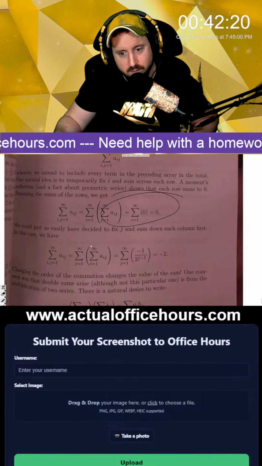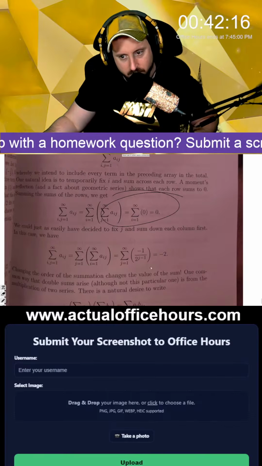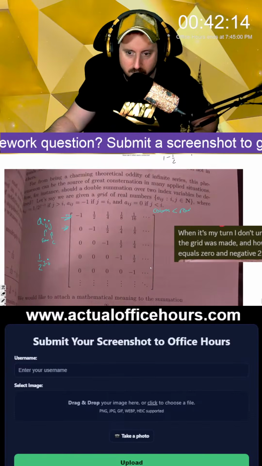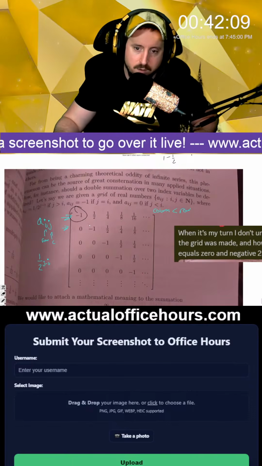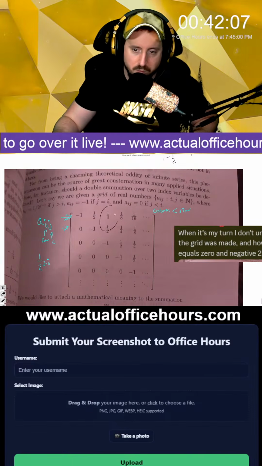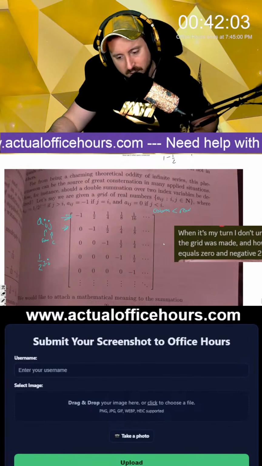And then you're going down the rows, right? You're saying that equals -2? Or it tends to -2? Oh, I see. Because it's -1, and then it's -1 plus this, and it's -1 plus this, and it's -1 plus this. Is that what we're saying?